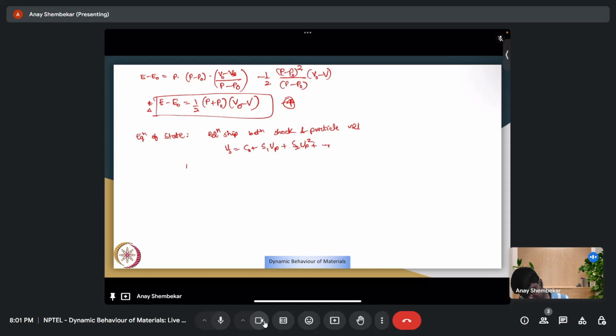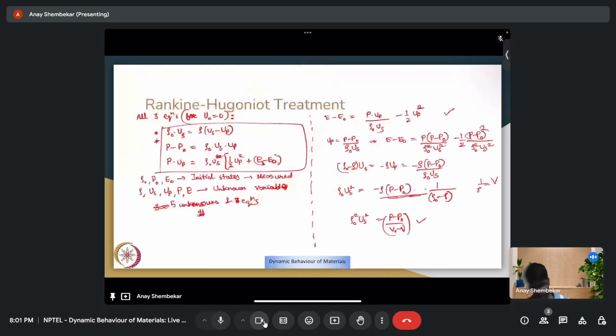For most metals, you have S2 being 0, so you can write Us is equal to C naught plus S1 Up. We call this equation 5, this equation 6, and this block equation 4.